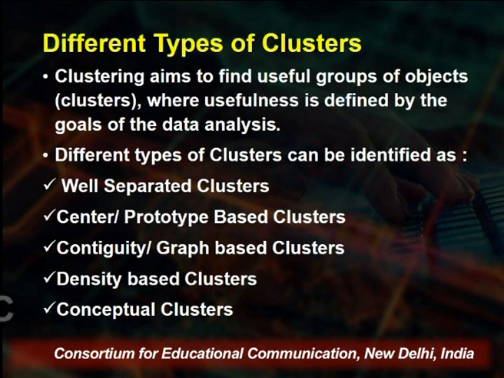So first is the well separated clusters, then we can have the prototype based or center clusters, we can have graph based clusters or contiguity clusters as they are also called, then we also have density based clusters, and we have situational clusters or conceptual clusters. So we will look at each type of these clusters and see what are the different properties of each type of cluster that we are creating, and what can be the probable situations in which a particular type of cluster will be chosen or will be created, right.